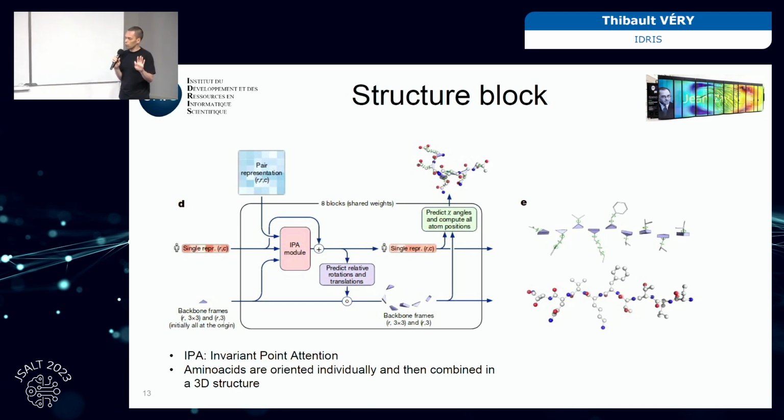So you have your sequence, and each amino acid is treated independently, and they can move independently in a sort of gas of amino acids, if you want. So the first part is to arrange the structure in the 3D space, but for each amino acid. And then you stick the pieces together to get the final structure. And with that, you will be able to get a structure for your protein.